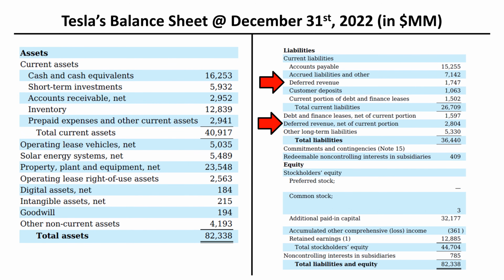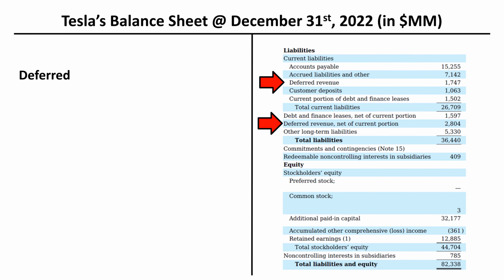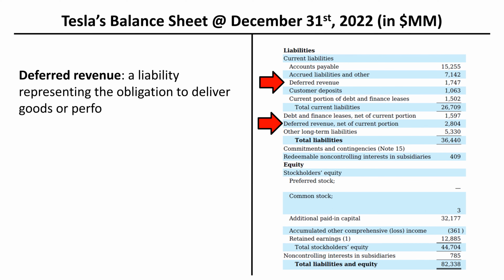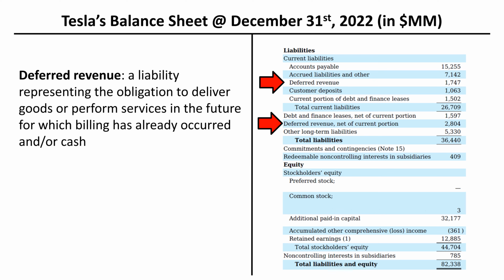Deferred revenue is found both in current liabilities as well as non-current liabilities, depending on whether it will be realized within the next year or later. Deferred revenue is a liability representing the obligation to deliver goods or perform services in the future for which billing has already occurred and/or cash has been received. Whereas customer deposits are mostly related to advance payments for vehicles or energy systems, deferred revenue mostly relates to recognizing the revenue from software over its useful life.